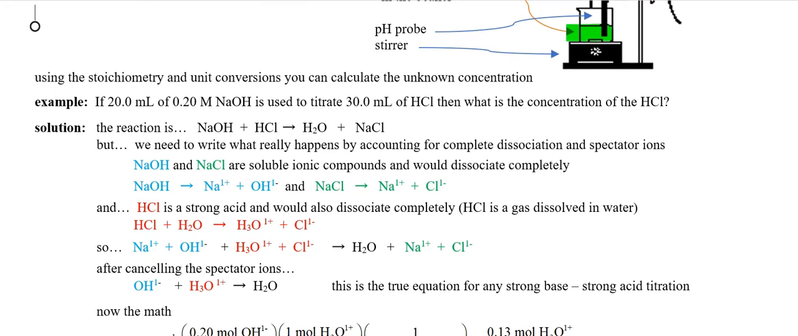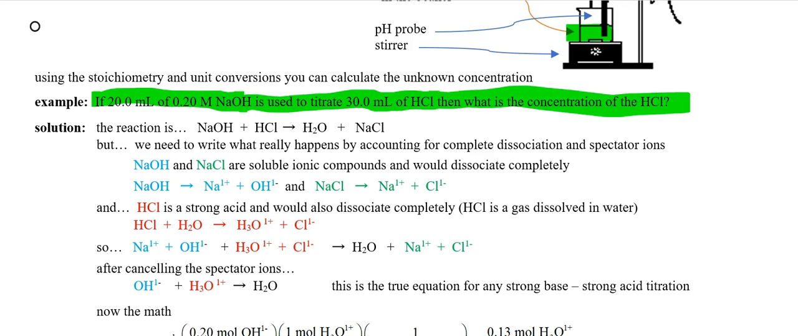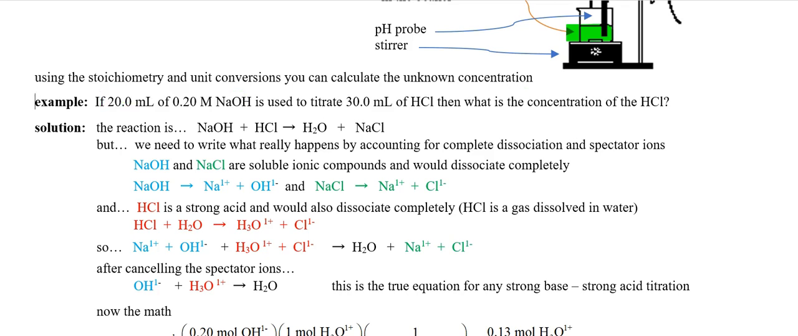So here's my example. 20 mL of 0.2 molar sodium hydroxide titrated 30 mL of acid. What's the concentration of the acid? First, what's our reaction? The reaction is the sodium hydroxide with the HCl to produce water and sodium chloride. That's a classic acid-base reaction. Acid plus base makes salt and water. In this case, base plus acid is making water and a salt. But you need to do a little bit better than that.